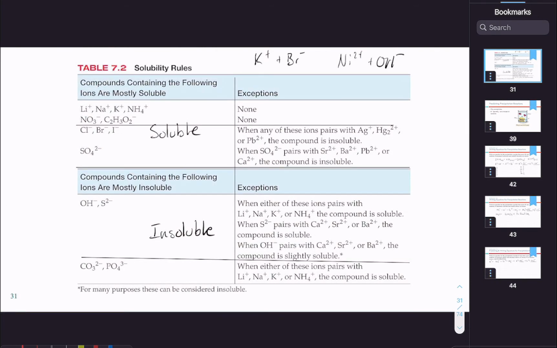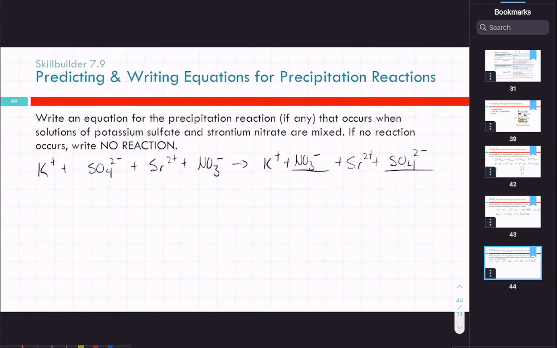Potassium and nitrate are both always soluble, so we're only concerned here with sulfate. Sulfate is generally soluble, but we do have an exception. When sulfate pairs with strontium, barium, lead, particularly lead 2 plus, you can't have lead 3 plus, that would not apply to this exception, or calcium 2 plus. Since we have strontium 2 plus, we do have a reaction.